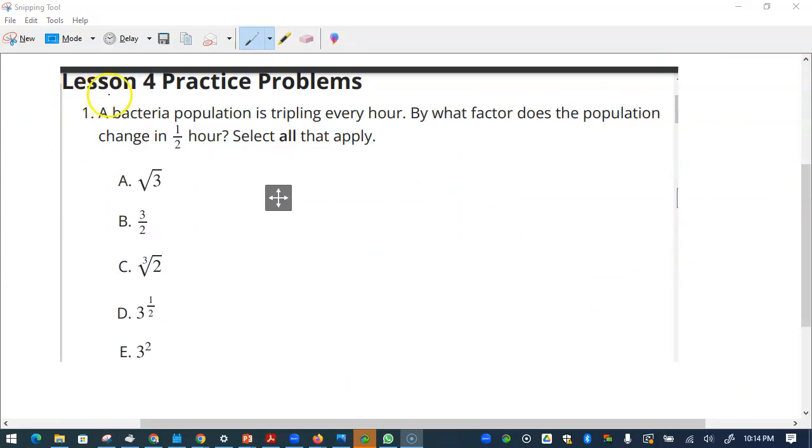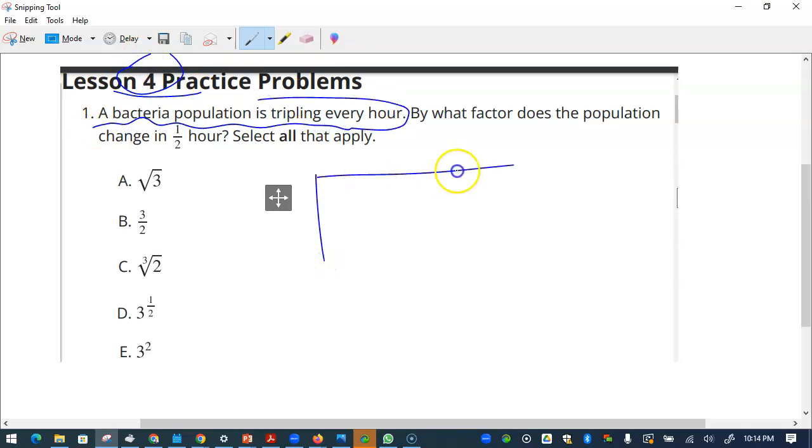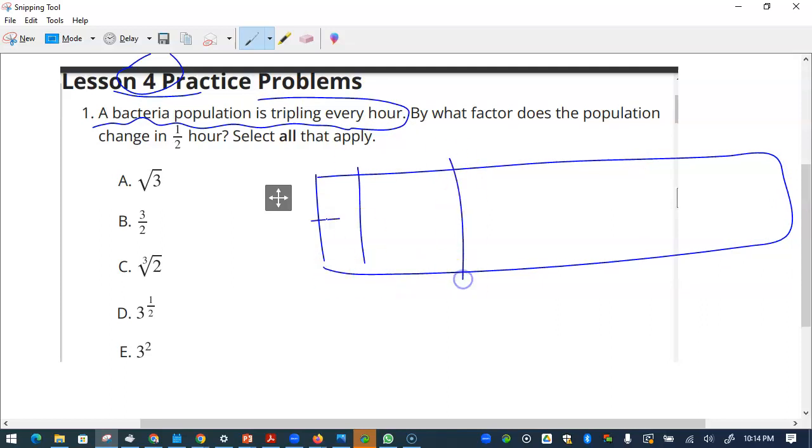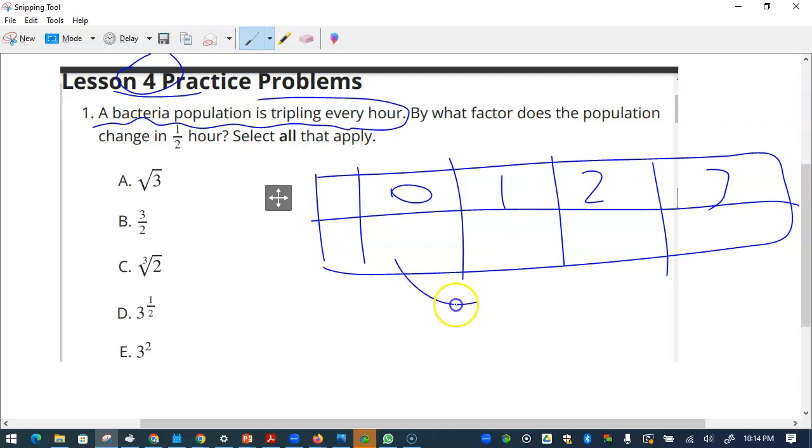Okay, this is lesson number 4. Here it is. So I can clearly see, the first question is bacteria population is tripling. So every hour it is tripling. Whatever the population in zero may be, we don't know in the beginning. And then every hour, 1 hour, 2 hours, 3 hours, it triples, right? So you just multiply by 3.